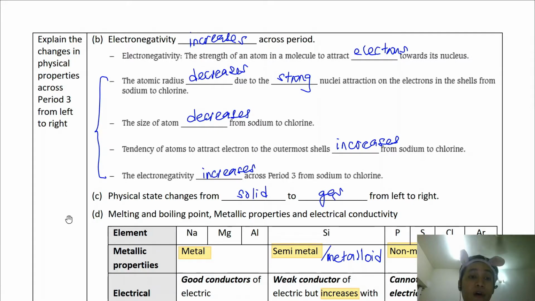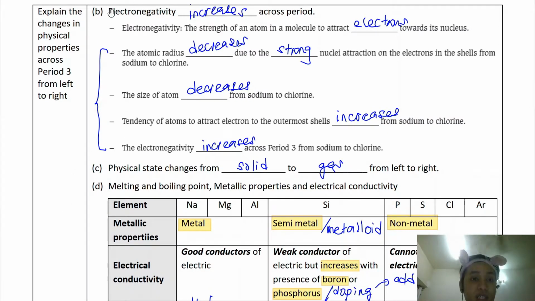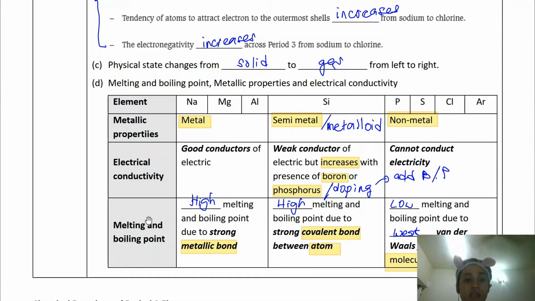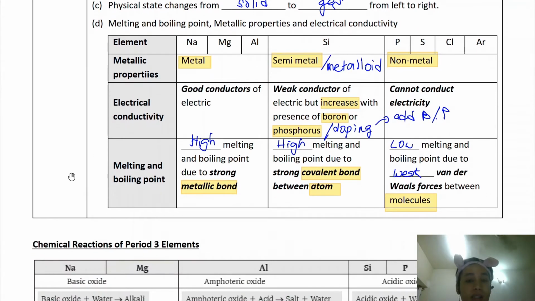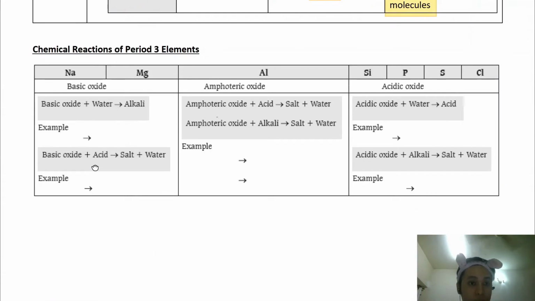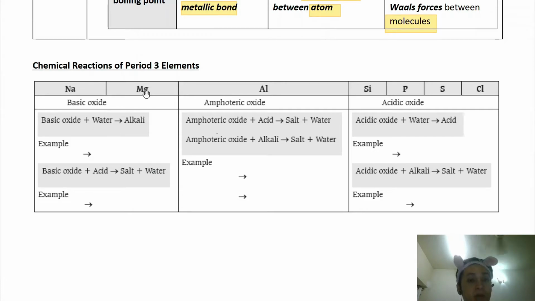So technically you have 4: atomic size, electronegativity, physical state, and electrical conductivity, and also melting and boiling point. Those are the important things about period 3. For chemical reactions, we only focus on the oxides. So technically we are only going to learn about sodium oxide, magnesium oxide, aluminium oxide, and so on and so forth. The most important thing here is that you must know which elements are basic oxides and which elements are acidic oxides for period 3.